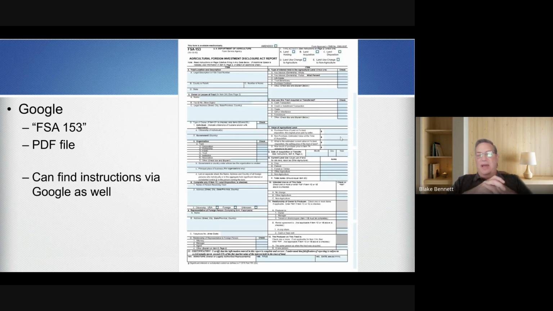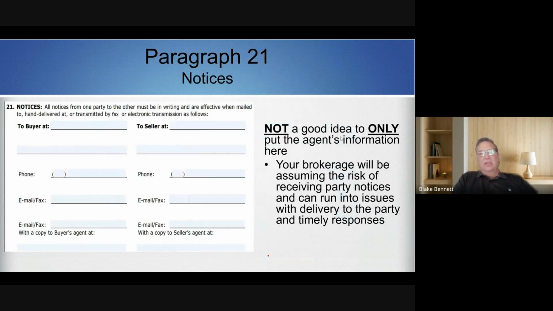This is what it looks like. Pretty simple. Fill in the blank. You send it back to the Farm Service Agency of your local office. 21, here's your notices. Not just a good idea to put the agent's information here. Your brokerage will be assuming the risk of receiving parties' notices.